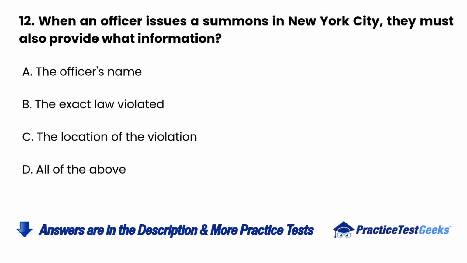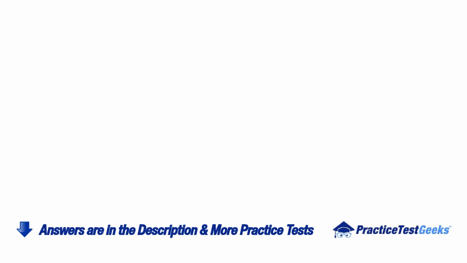12. When an officer issues a summons in New York City, they must also provide what information? A. The officer's name. B. The exact law violated. C. The location of the violation. D. All of the above.